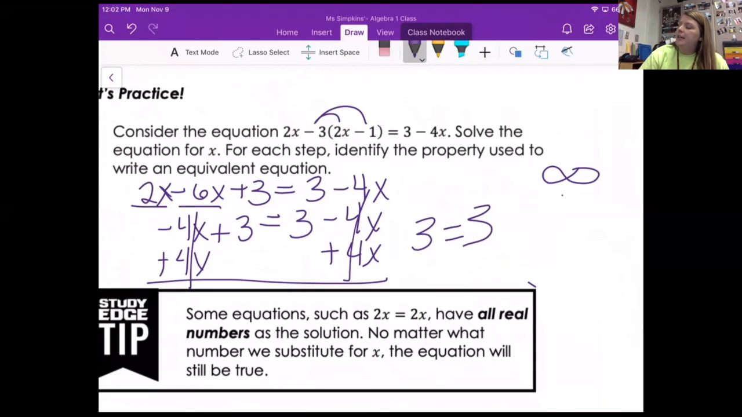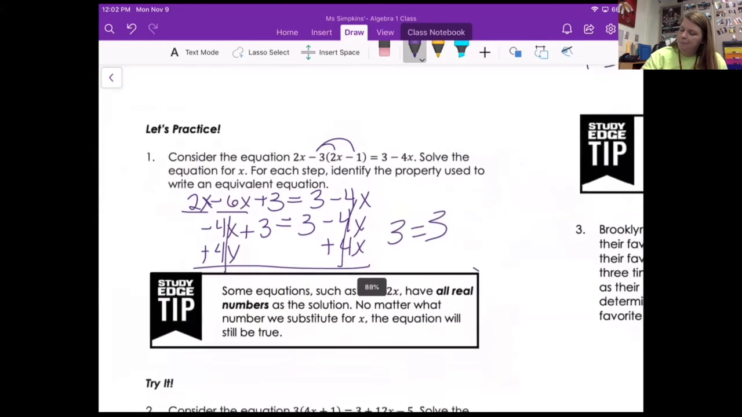You could also see it written like this, an R with like 2 stems, which means all real numbers. Or some people write out all real numbers. Whatever way you prefer is fine with me, but you need to make sure that you recognize the other ways of how we would say this answer. So it's either infinite solutions, all real numbers, or writing out the words all real numbers. Cool? Okay, let's try the next one.